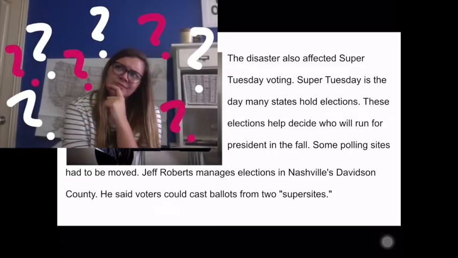What effect did the tornado have on voting?